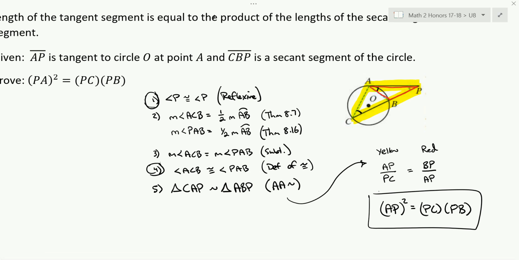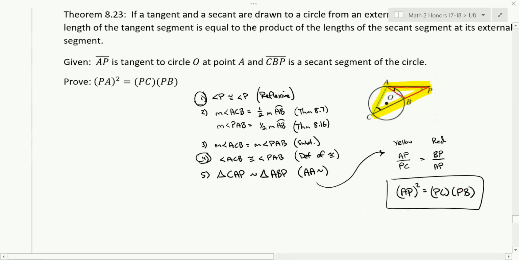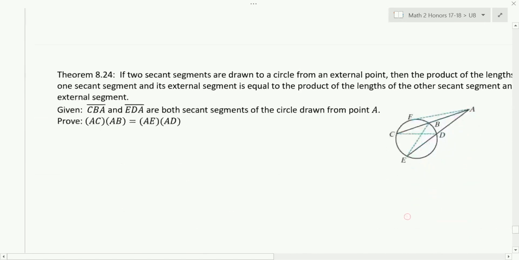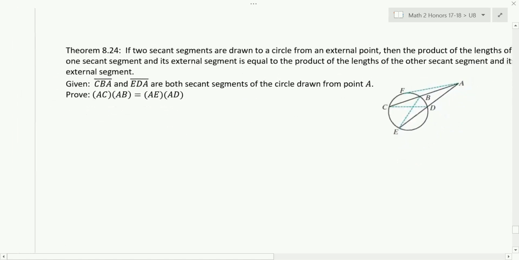All right, so that's our similarity proof. With the previous one that you're going to do for homework, you prove the triangle is similar, and we talked about how. Then you set up a proportion and cross multiply to get your result. Okay. Now we got one more result here. Last one. And then the last one for the unit as well.